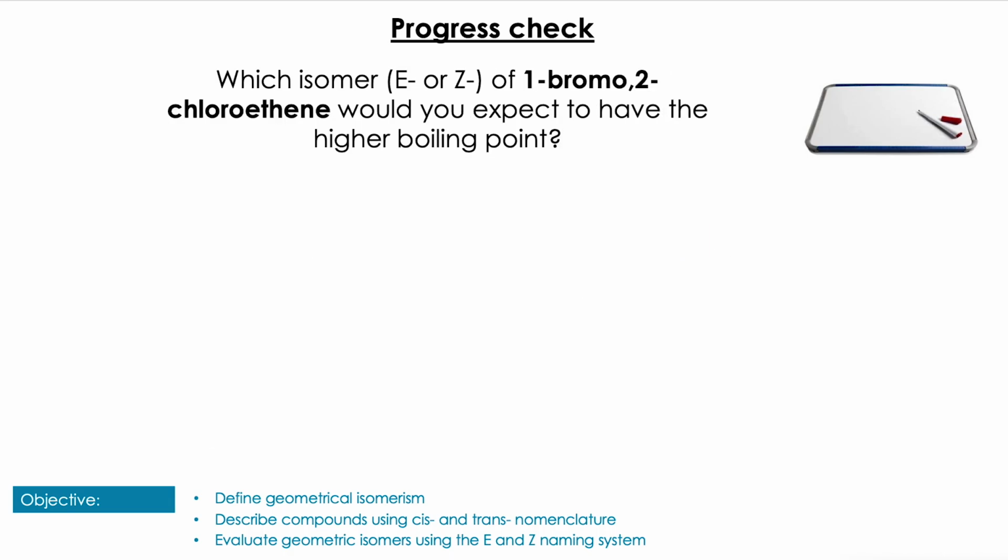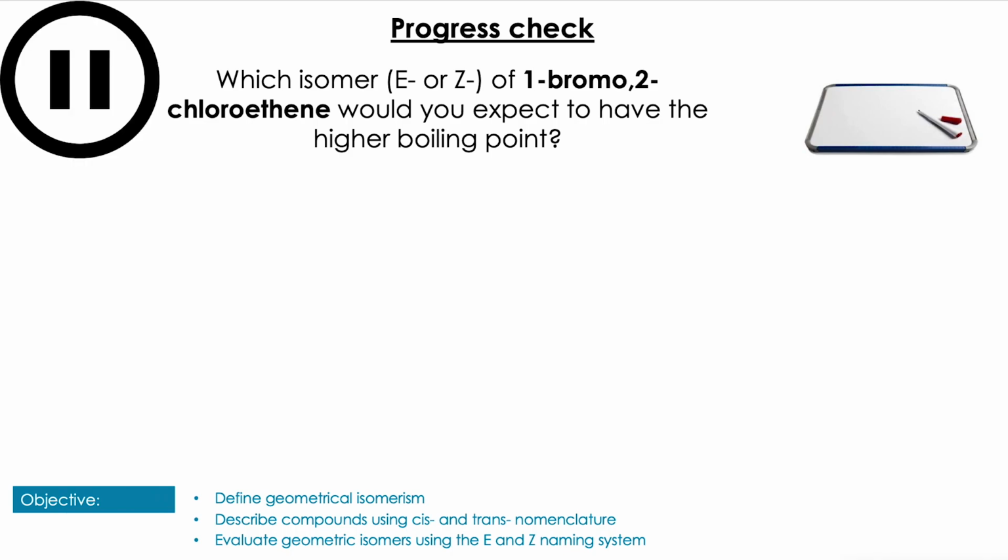So next question, which isomer of 1-bromo-2-chloroethane would you expect to have a higher boiling point? Pause the video to have a go at that.